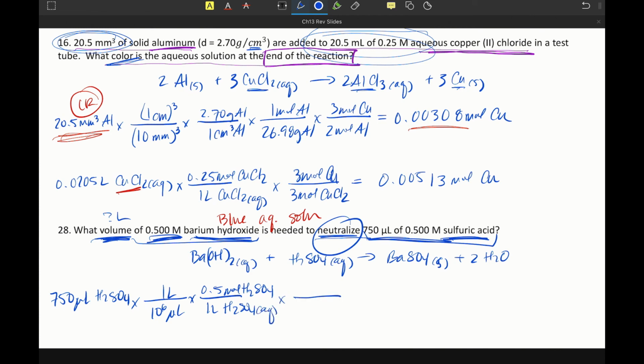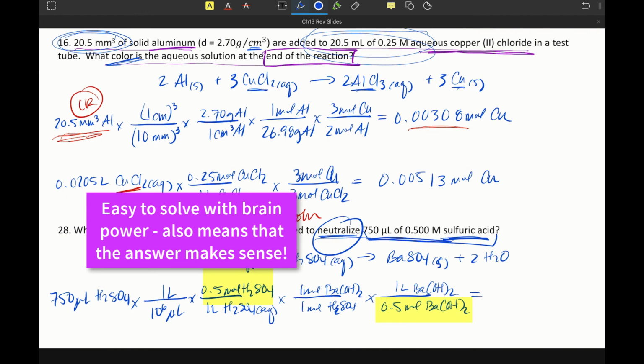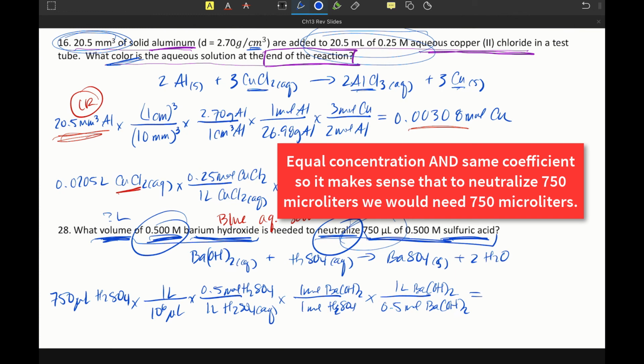And then we're going to go 1 mole of sulfuric acid, that says 2, to 1 mole of barium hydroxide. Then we're going to use our molarity, which says that there are 0.5 moles of barium hydroxide in every 1 liter of our barium hydroxide. That is going to give us the amount of barium hydroxide that's going to exactly neutralize that amount of sulfuric acid. Does that make sense? It should be a small number because we're starting from microliters, which is a very small amount.